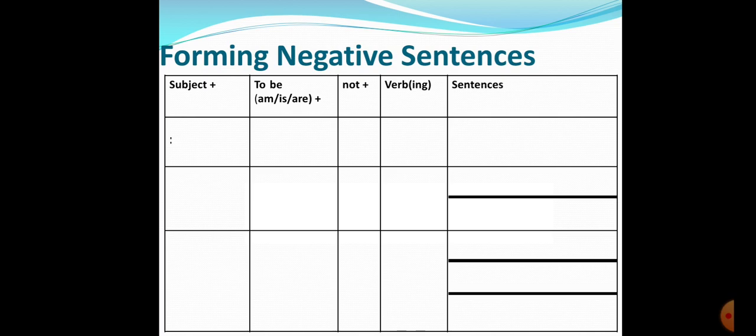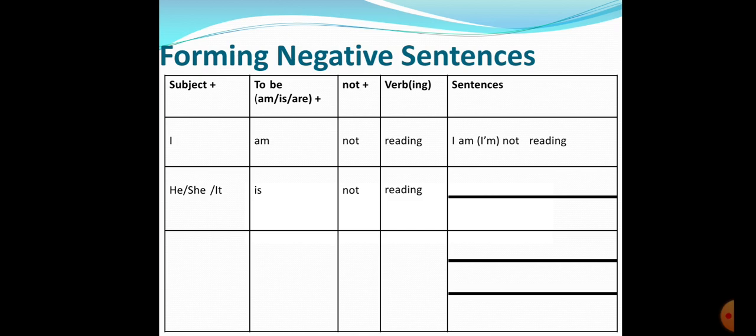Let's look at the example. I, first person, which is your subject, then you add am. You know already that we have to use am with I. Then you say not to make it negative, plus ing form of verb, that is reading. So you get the sentence, I am not reading. Similarly, let's go to the next one, he, she or it, which is second person.